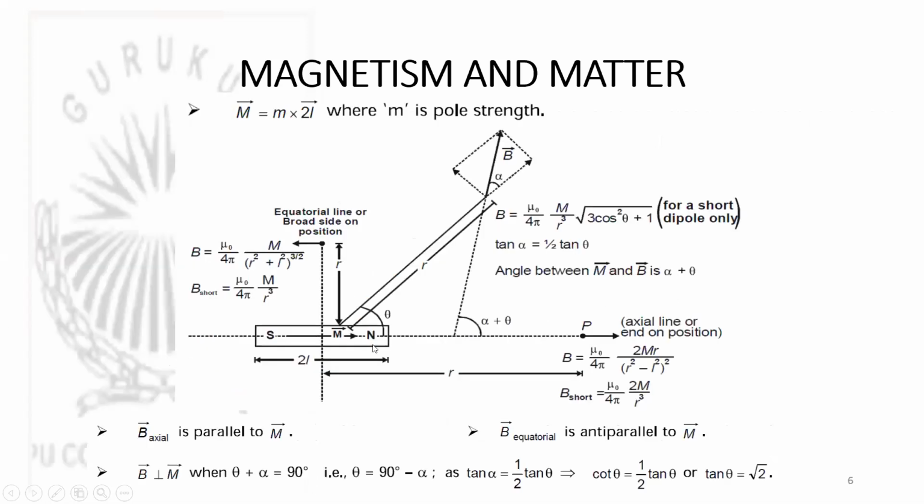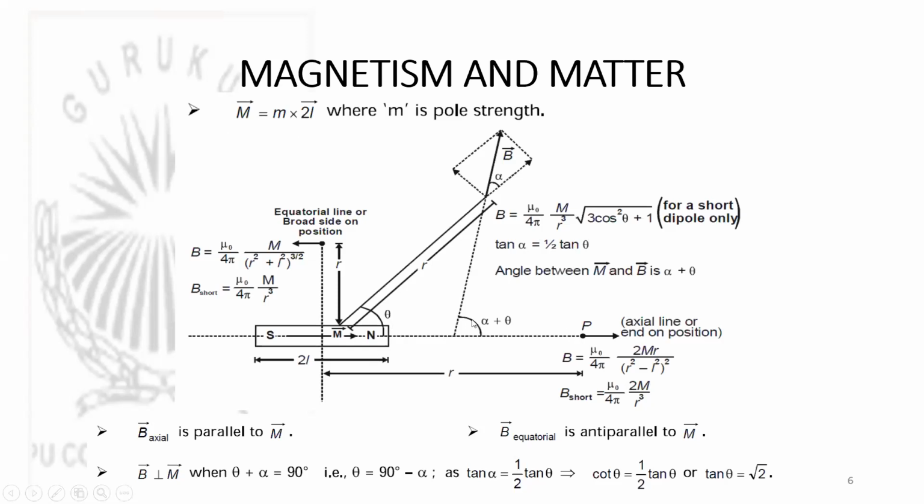Then the magnetic field due to a bar magnet or magnetic dipole. This is similar to the electric field due to an electric dipole. You can draw many similarities here. Here we have magnetic dipole moment, capital M vector, equal to small m into 2L vector. Here 2L is considered as the effective length of the magnet, whereas we had P vector equal to Q into 2L vector in the case of an electric dipole.